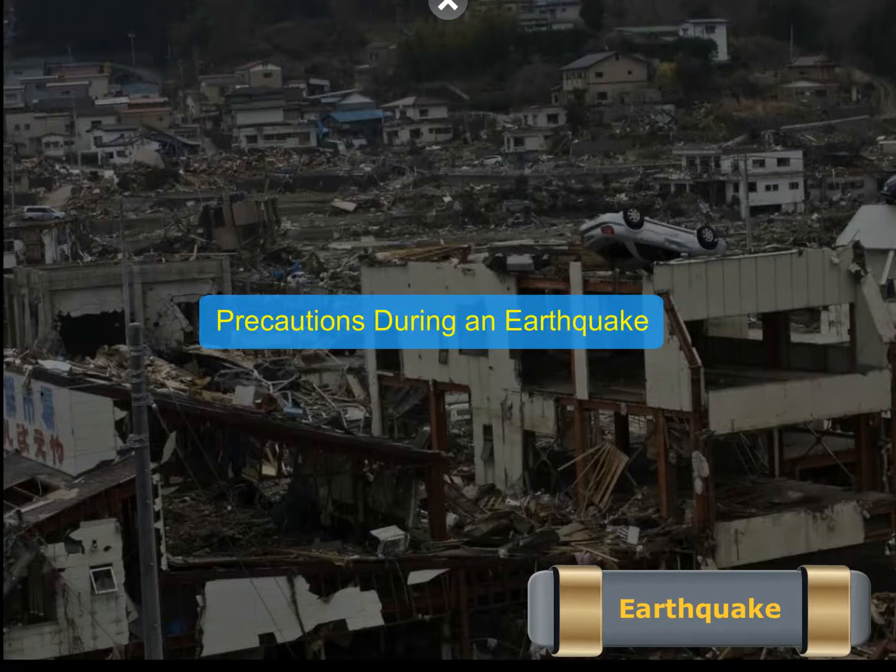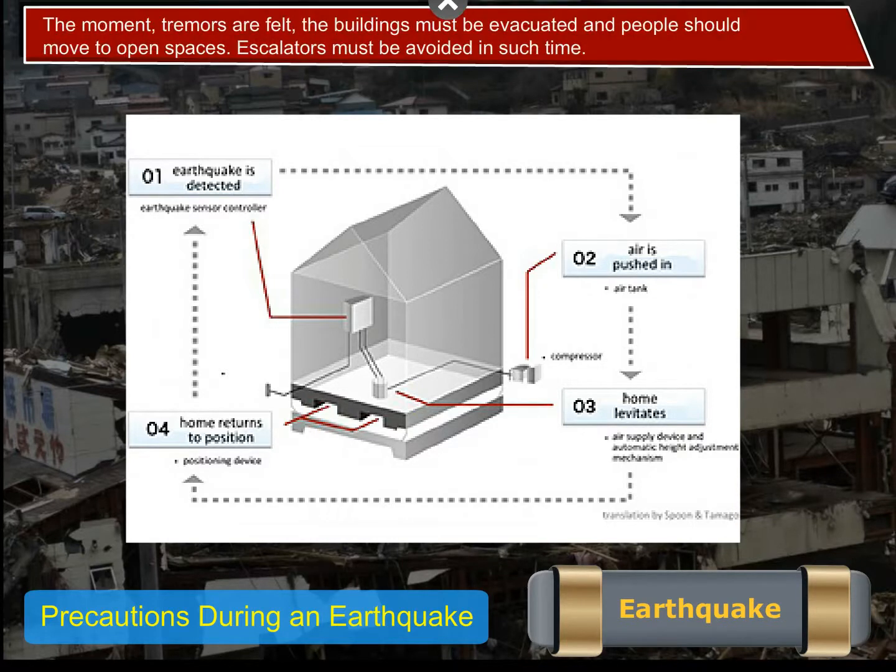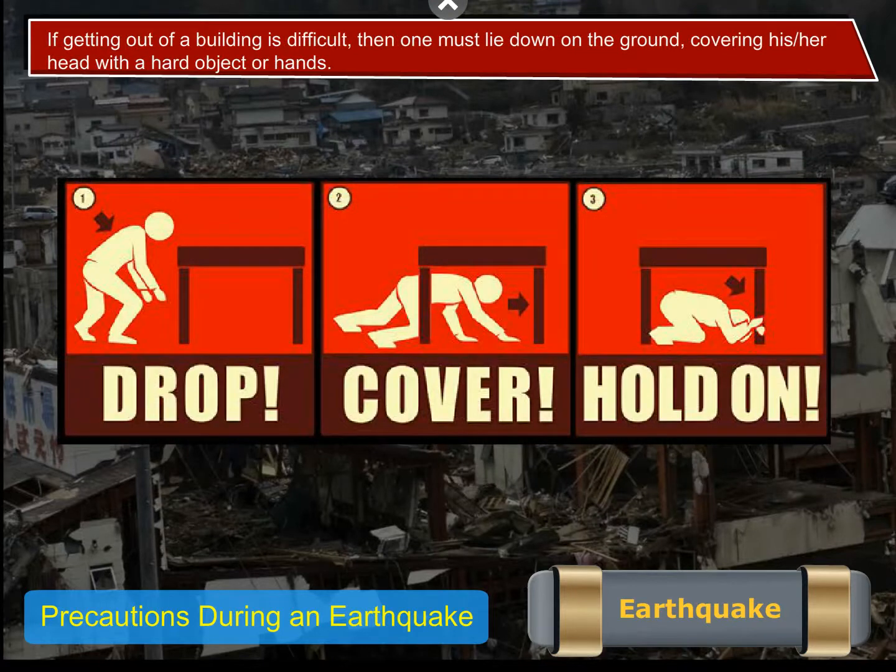Precautions during an earthquake. Buildings should be engineered in such a way that they are earthquake safe. The moment tremors are felt, the buildings must be evacuated and people should move to open spaces. Escalators must be avoided in such time. If getting out of a building is difficult, then one must lie down on the ground, covering his or her head with a hard object or hands.